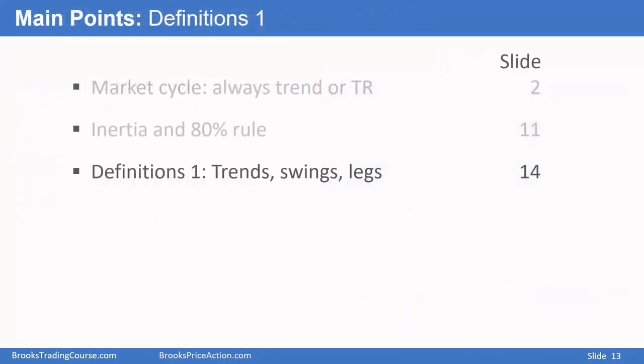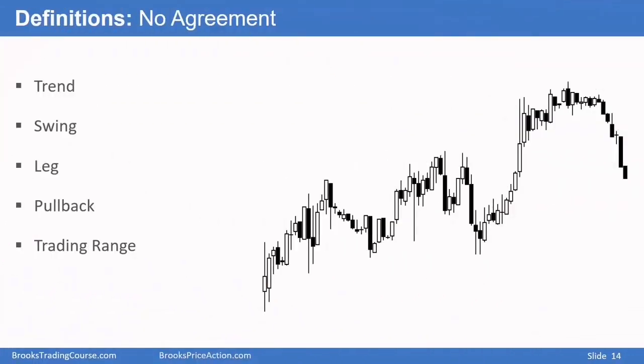I want to talk a little bit about terms. Sometimes you hear traders talk about swings and pullbacks and legs and trading ranges, and they don't really explain exactly what they're meaning. And a lot of traders use the terms differently. I tend to use them in a fairly conventional way. And sometimes the terms are interchangeable. So is this a leg? Is it a swing? Is it a trend? Yes, it's all of those things.